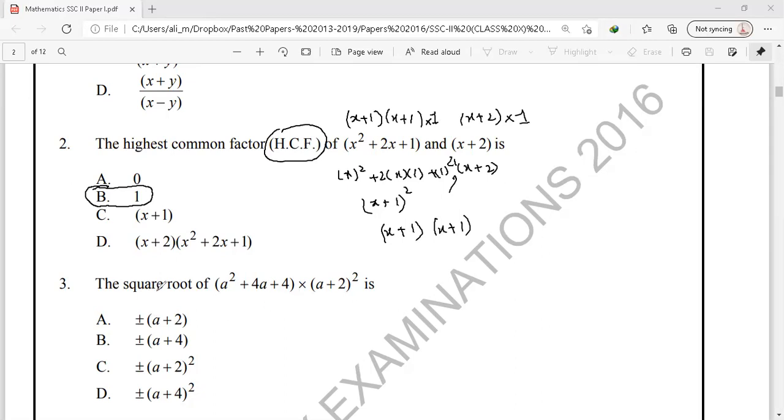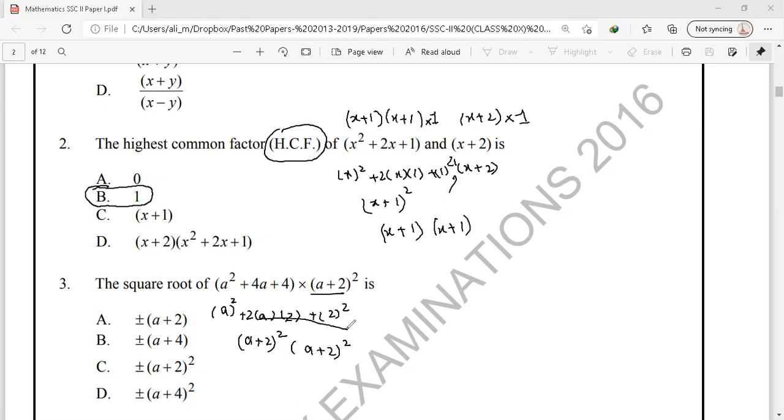Next, we have to find the square root of this expression, and for taking square root, let's make the factors of this first expression. As we can see, this is already a perfect square where a square plus 2ab plus b square, so b is 2. So we have the perfect square as a plus 2 whole square, and the other factor that was given was a plus 2 whole square.